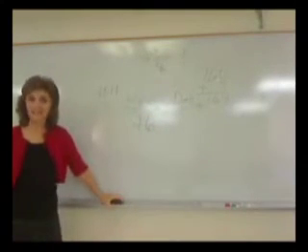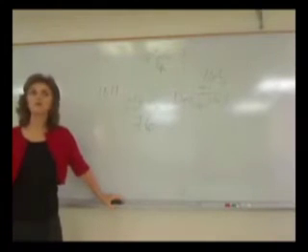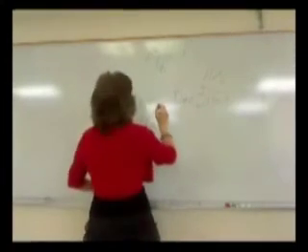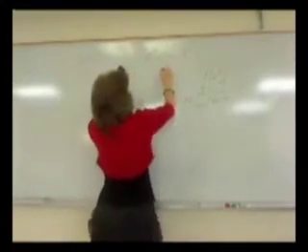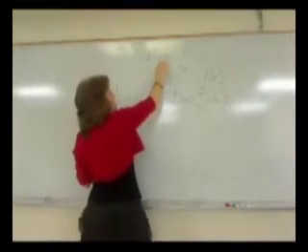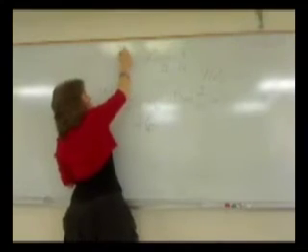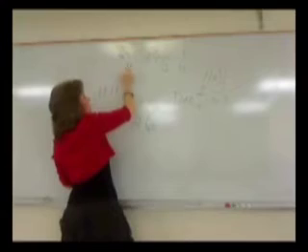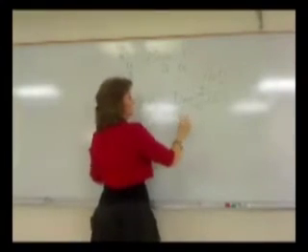26. What are you going to do with the 26? Put it under the number line. 2 times 16 is 32, and 6 times 1 is 6. That gives 38.